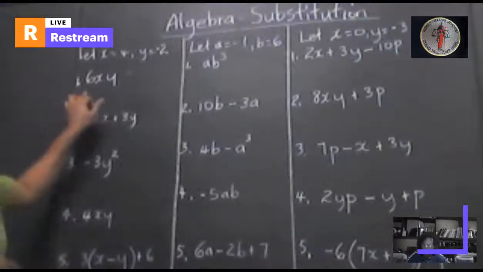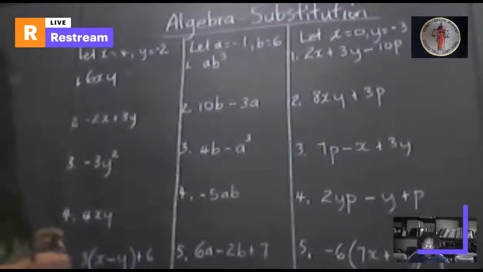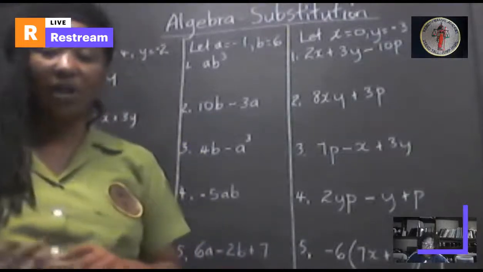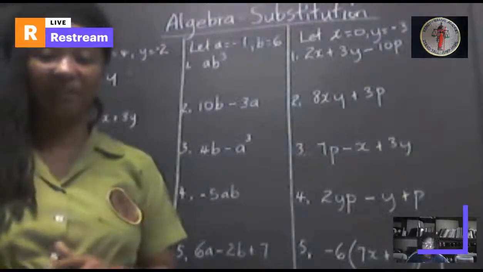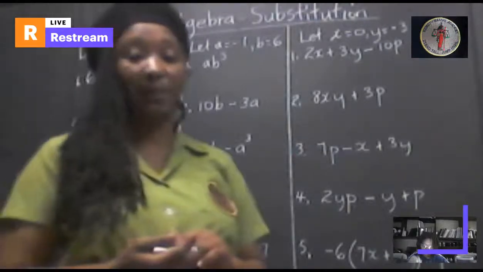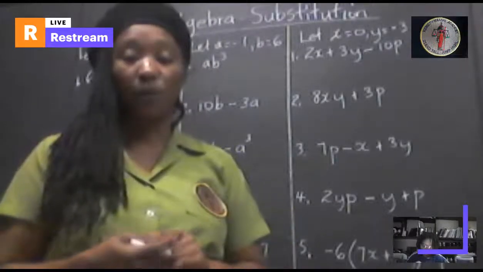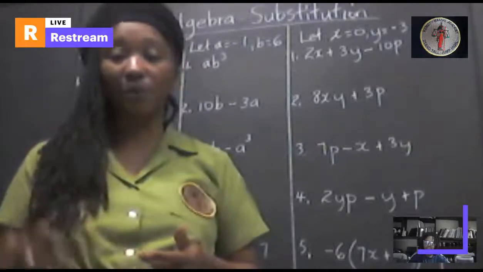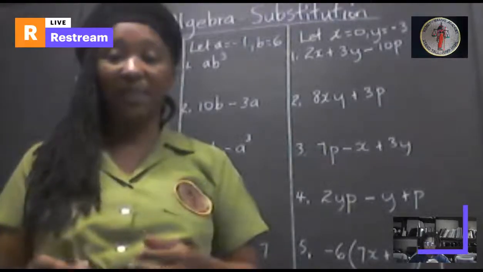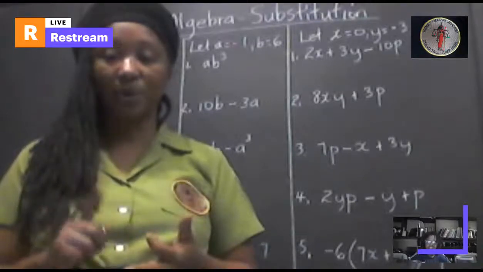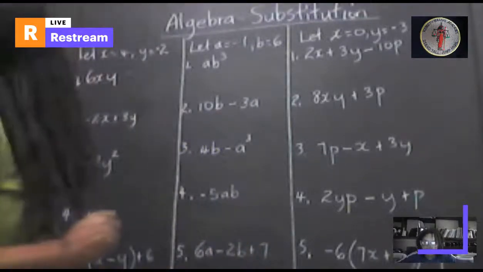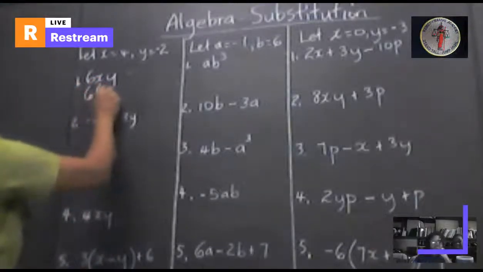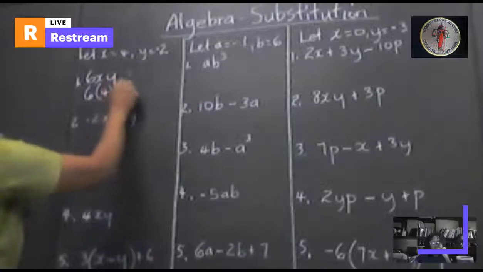So number 1 says 6xy. Now, when you have numbers beside a variable, or a variable beside another variable, without being separated by a plus or minus sign, we are to multiply. So xy means x times y. 6xy means 6 times x times y. Okay? So this would be 6 times 4 times -2.